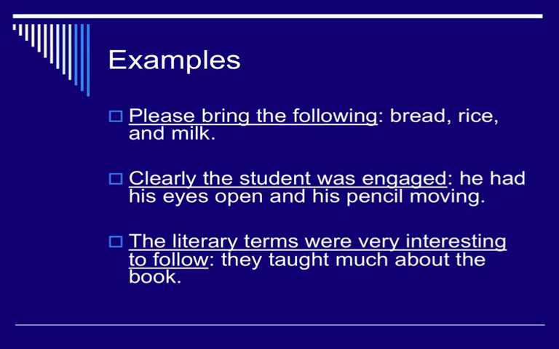Number 2, clearly the student was engaged: how was he engaged? He had his eyes open and his pencil moving. Okay, so that's a correct usage of the colon again, because we have a complete sentence on the left, colon, and then further explanation. And so again, the big thing we have to have is a complete sentence on the left, then the colon, and then anything else we want to add.